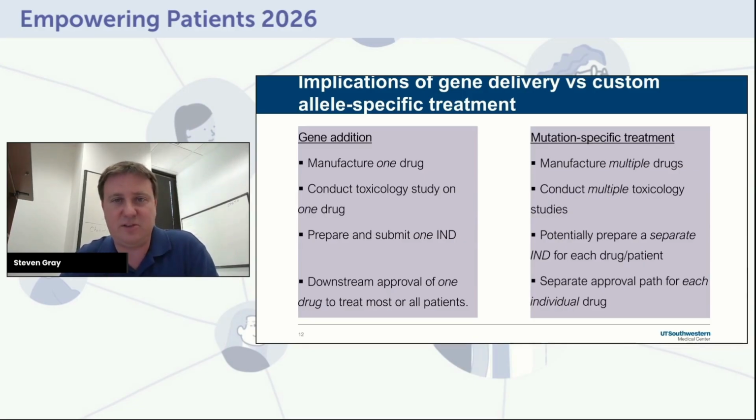If you do mutation-specific treatments, then you have to manufacture a different drug, multiple drugs for each individual mutation. You would have to conduct a separate toxicology study for each one of those drugs. You likely have to prepare a separate IND and design and have a separate clinical trial for each drug targeted to each patient mutation. And then, same thing, you have a separate regulatory approval path for each of these.